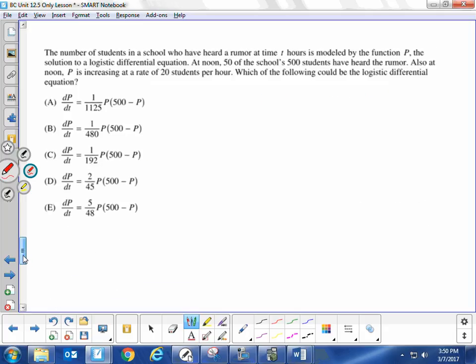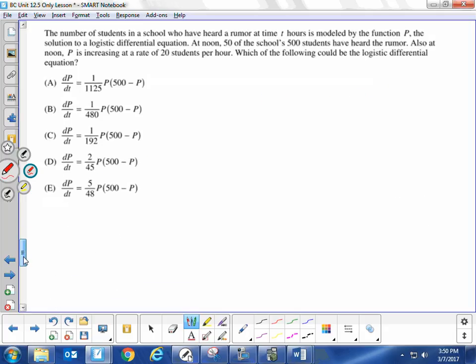Okay, here we go. This question. The number of students in the school who have heard a rumor at time t is modeled by the function P, the solution to the logistic differential equation. Okay. At noon, 50 of the school's 500 students have heard the rumor. Also at noon, P is increasing at a rate of 20 students per hour. Which of the following could be the logistic differential equation? Okay. 500 total students, that's my carrying capacity. I should see 500 everywhere for L. So we're good. Well, I need to be able to figure out this value, it appears. This value is a different value everywhere. That's the K value. Okay?